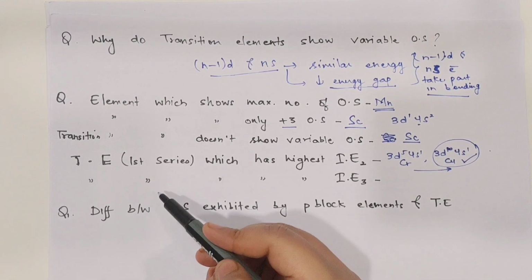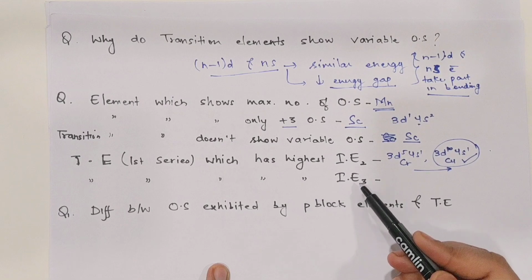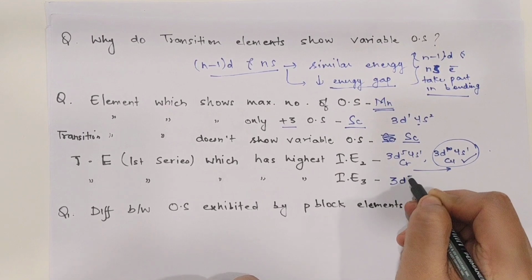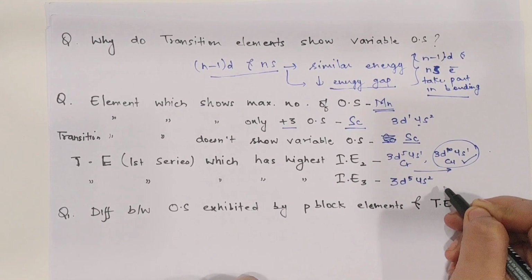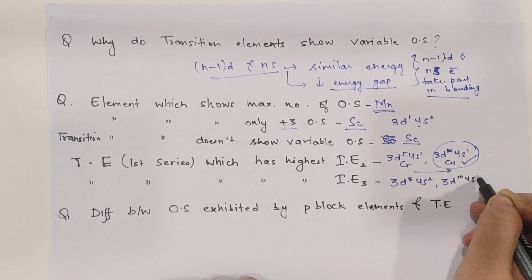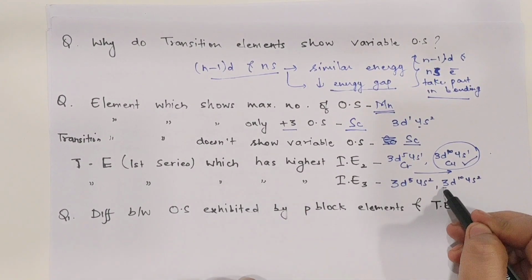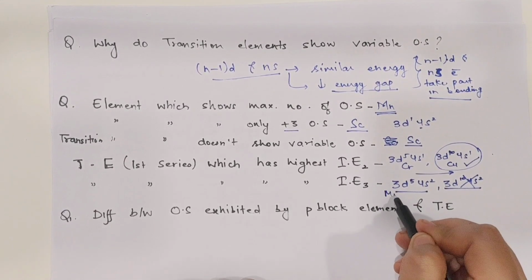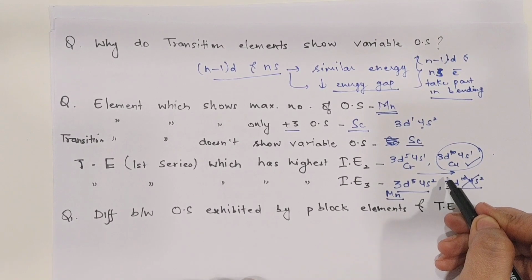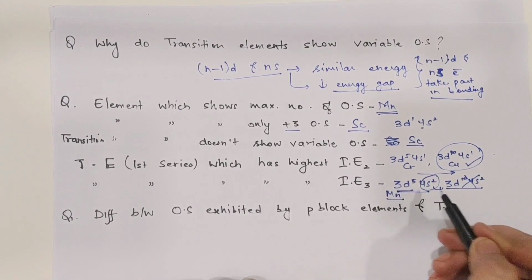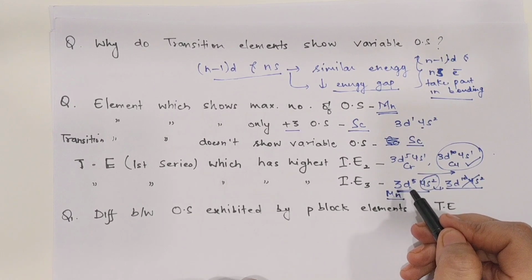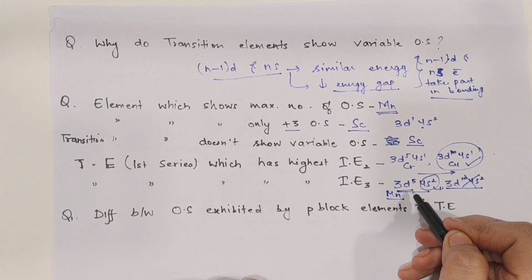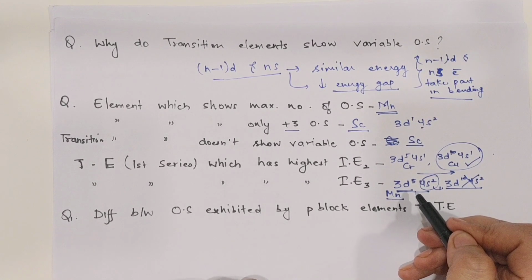Similarly, transition element, the first series, which has highest third ionization energy. Same concept, 3d5 4s2 and then 3d10 4s2. But then it says transition element, so zinc is not a possibility. 3d5 4s2, that means manganese. Manganese, after losing 2 electrons, would attain half-filled configuration. That means now it would be very, very reluctant to lose one more electron. So that means its third ionization energy is going to be incredibly high.